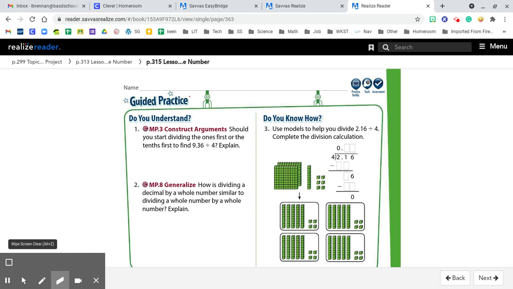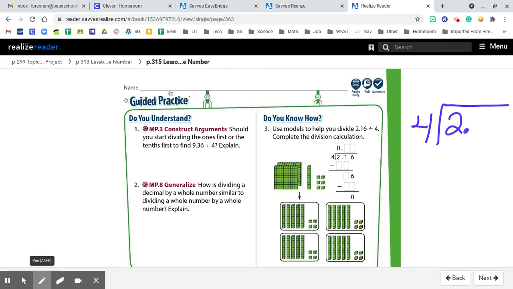So using models or using the long division algorithm for this problem, 4 goes into 2.16. 4 doesn't go into 2. I'm not going to put an X here, because normally when we're doing the division algorithm, just to make sure, I'm going to mark that spot before the decimal, I put a 0 there. So now I'm going to say how many times does 4 go into 21? It goes in 5 times.